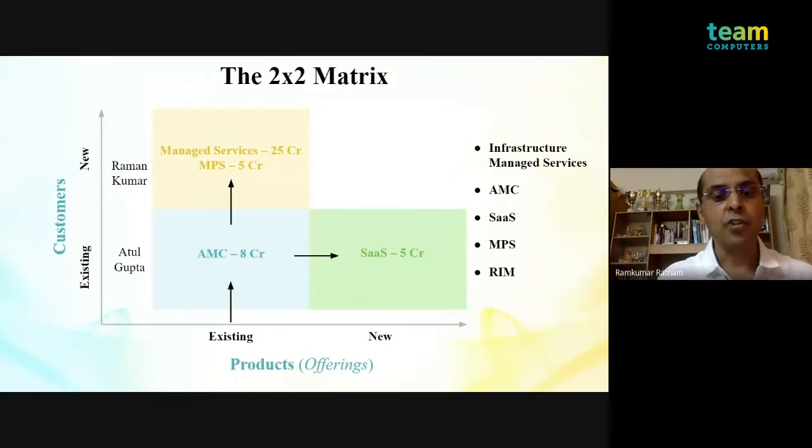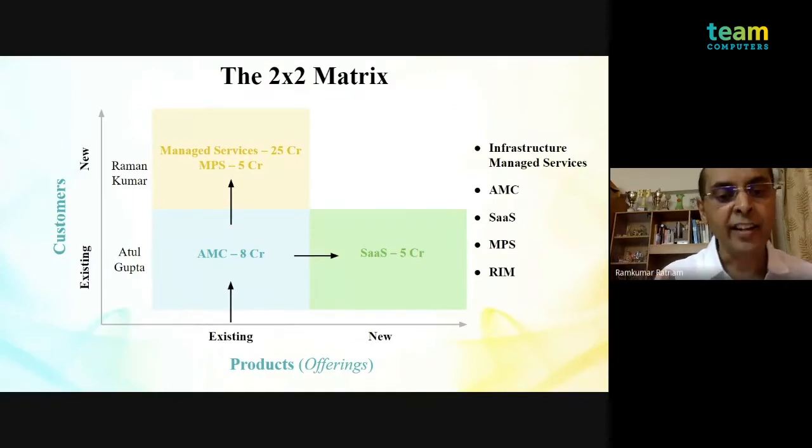So I've done AMC, I've done SaaS, I've done managed services. The next step is to identify who else buys MPS and who else buys RIM. Incidentally, I also figure out that Raman, who buys managed services, has the closest adjacency for managed services in managed print services. I also figure out that he is responsible for buying MPS within Maruti. So now I slowly start a conversation with Raman on MPS.